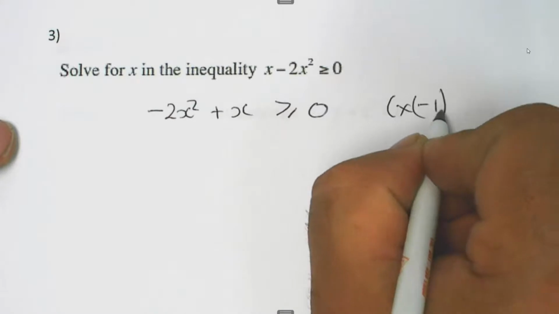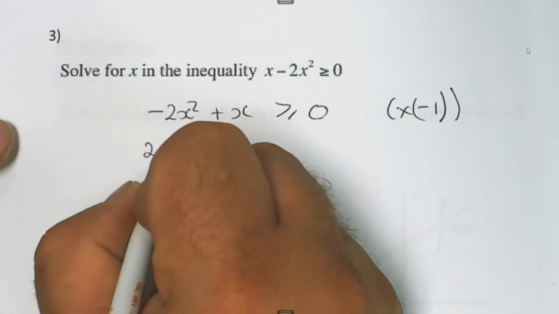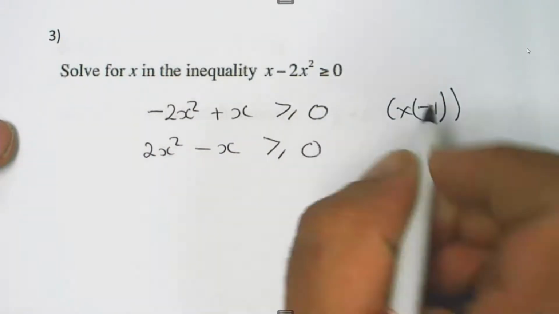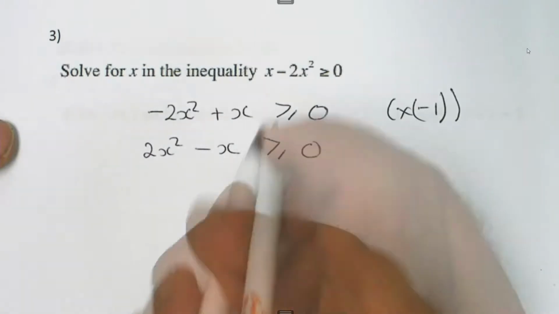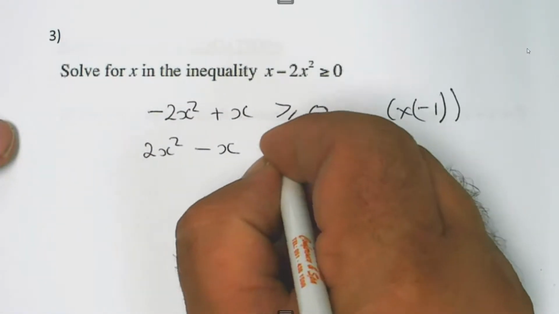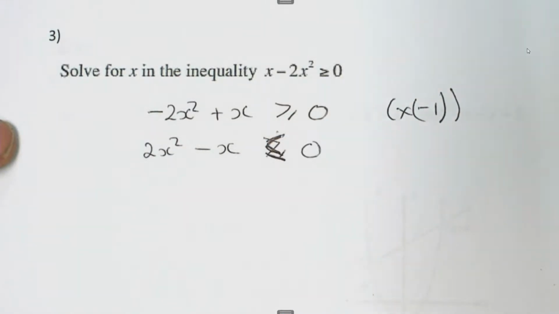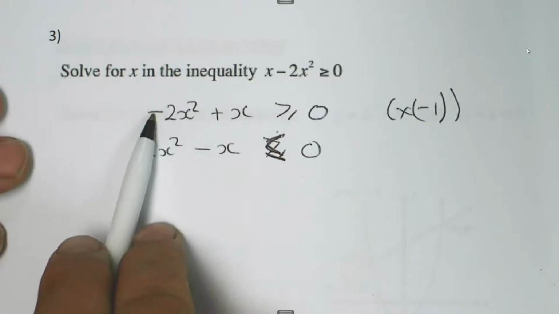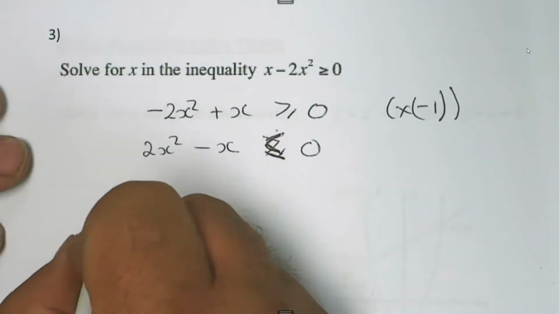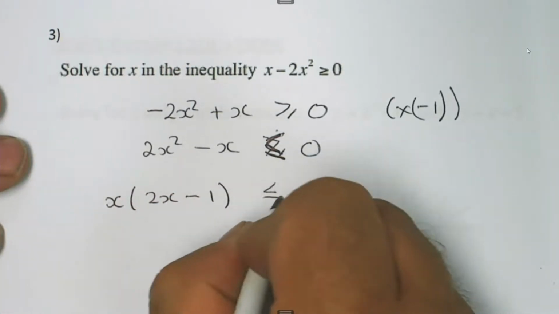If you multiply that by negative 1, you're going to get 2x squared, and multiplied by negative 1, negative x is greater or equal to 0. If you multiply by a negative, the sign of the inequality changes. So this actually becomes less or equal to 0. I multiplied across by a negative, so I changed the sign of the inequality. Now I can factorize. So it's x times 2x minus 1 less or equal to 0.